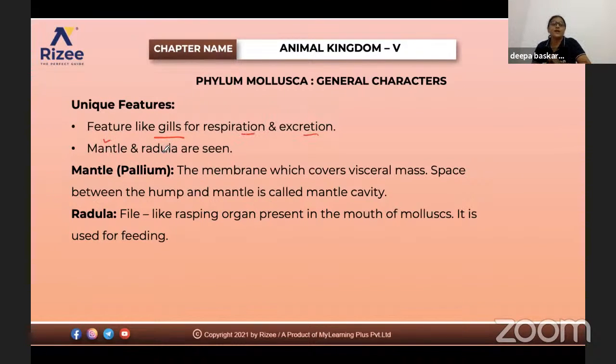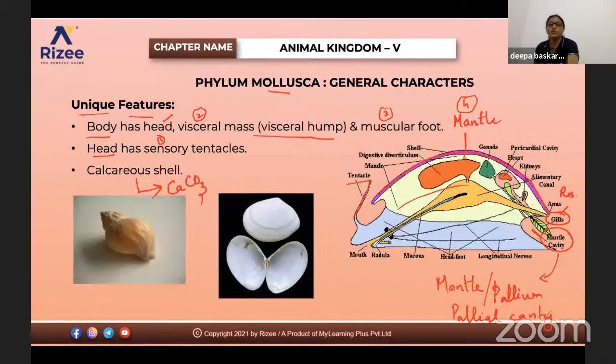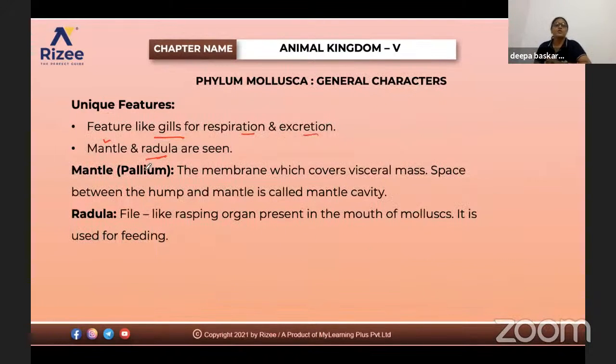You should know what is mantle and radula. Here radula is in the mouth. They have teeth for grinding while eating. Radula means a sound creating structure. So this mouth, which has teeth aligned in a proper manner, is called radula. So mantle and radula are the unique features of mollusks.